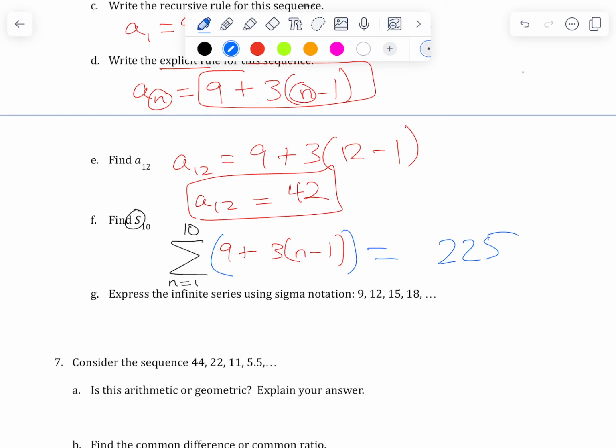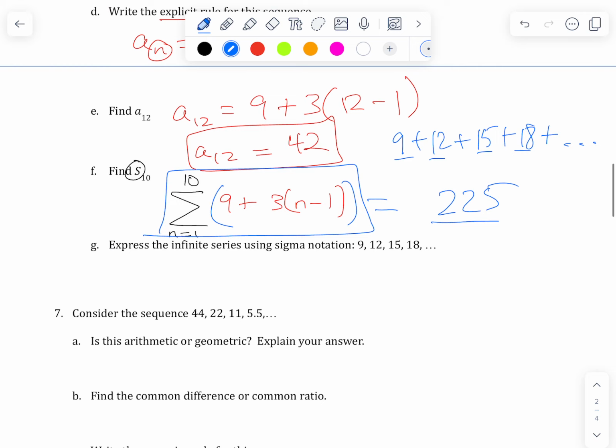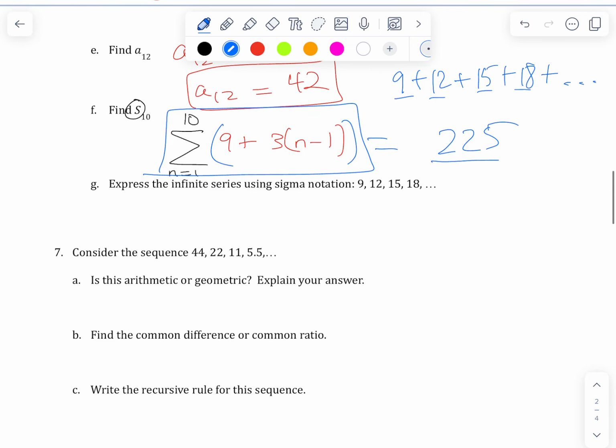Or if you wanted to, which would be the hard way, you'd have to do 9 plus 12 plus 15 plus 18 plus, and you'd have to do this for 10 numbers and keep going. I'd much rather just type it in like this as a shortcut, and it gives me what that answer would be.